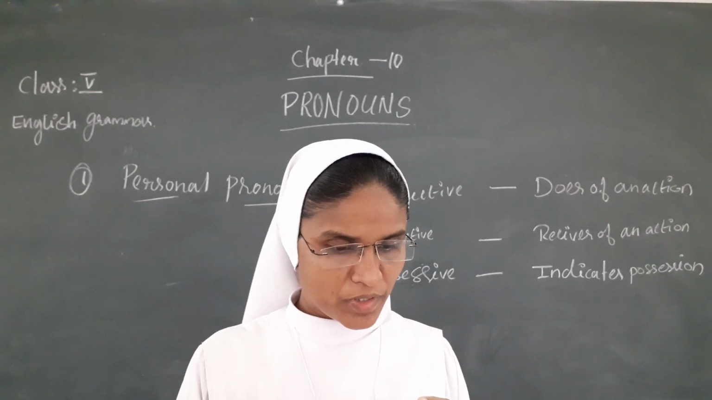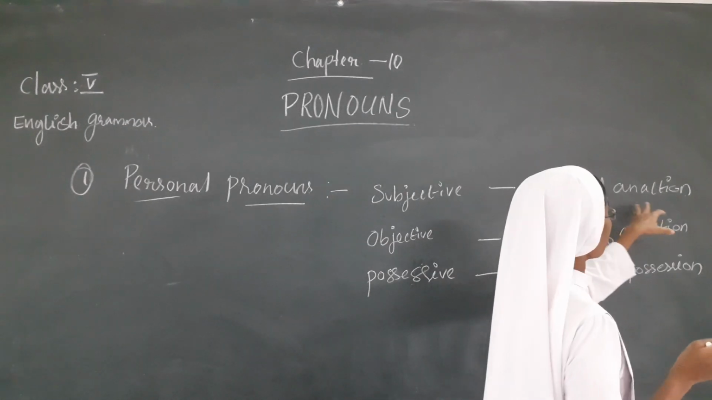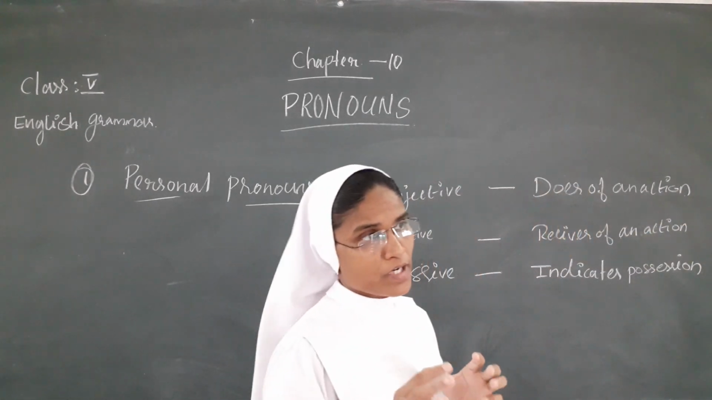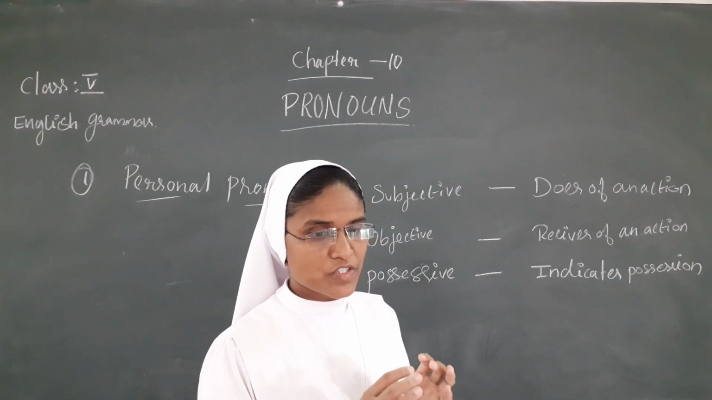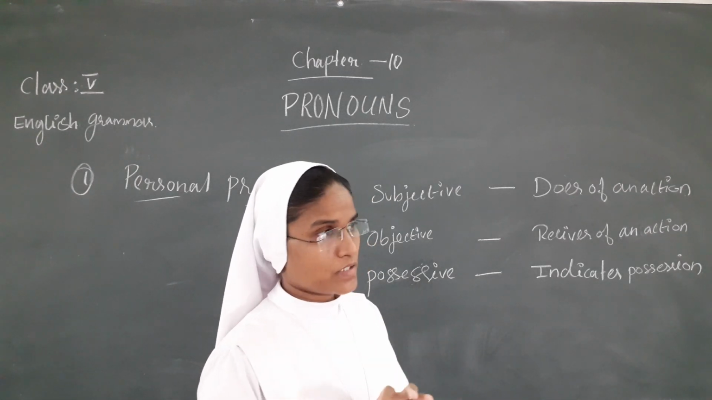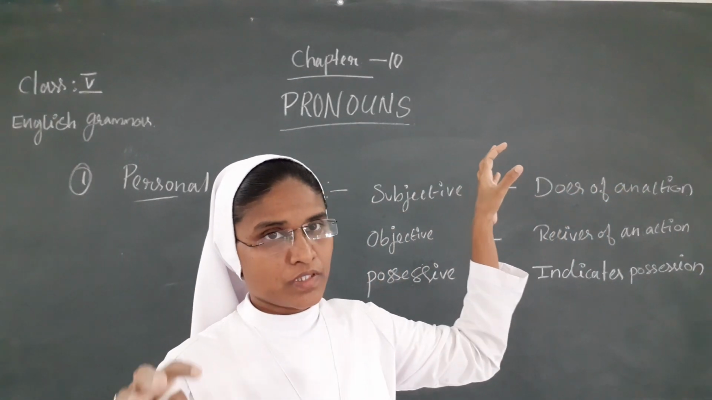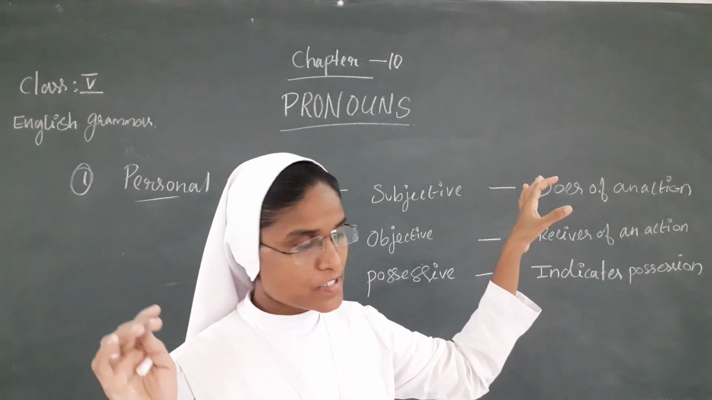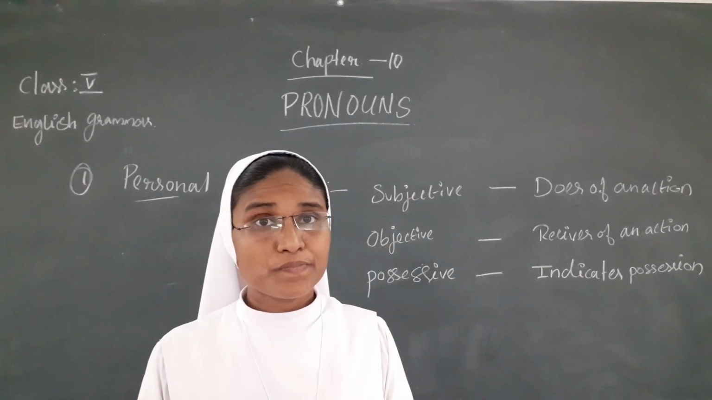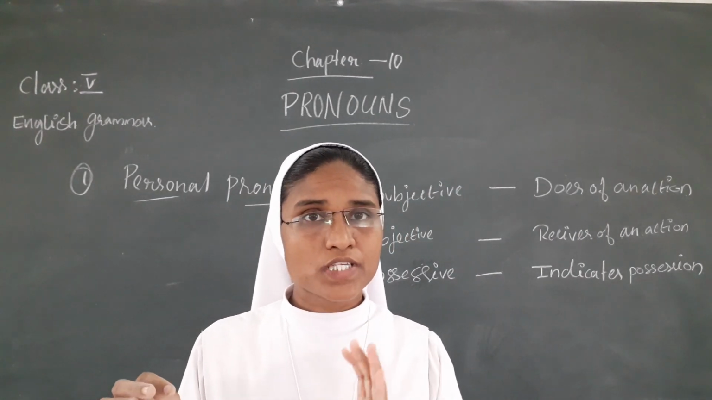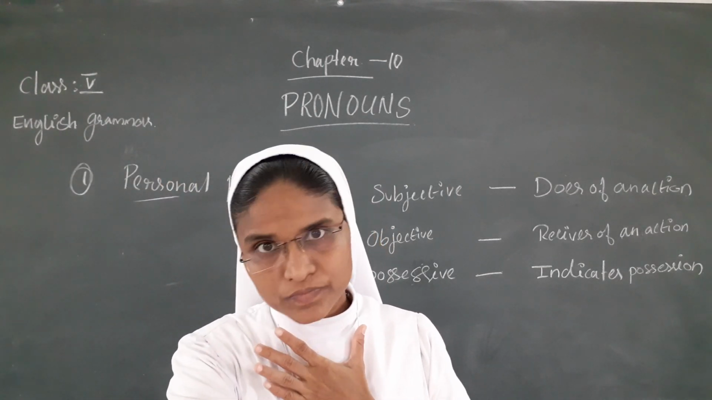So here we can see the subjective pronouns mean the doer of an action. Doer of an action means those who do an action, we call the subject. Objective means receiver. For example, you say, I am the subject, you are the object. Do you understand?